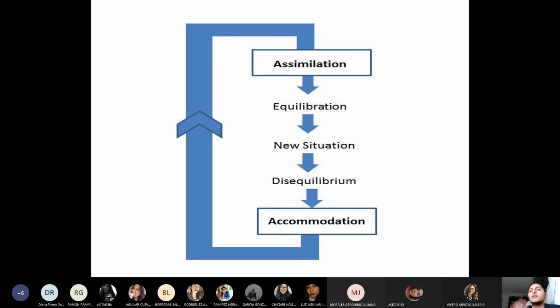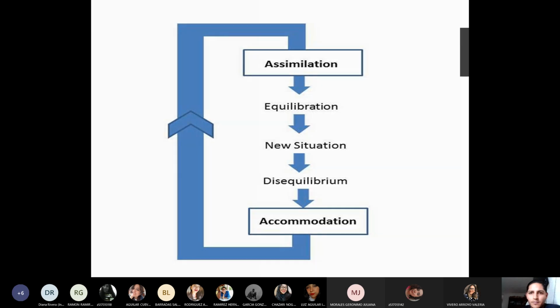Here you have the other elements and concepts that you explain in your work, such as equilibration, a new situation, and disequilibrium when new information comes up, but in the end, the result, according to active learning and Piaget, might be the assimilation and the accommodation of knowledge.